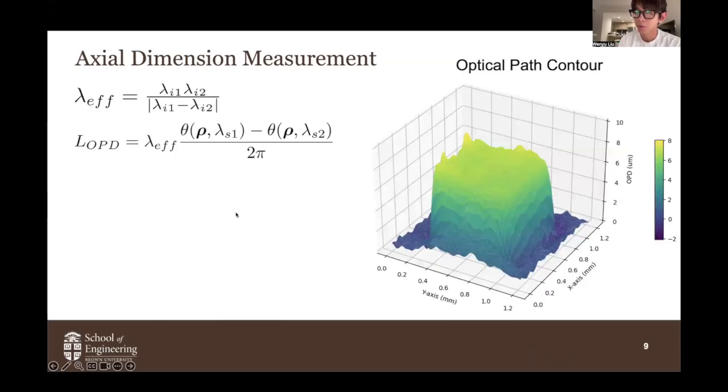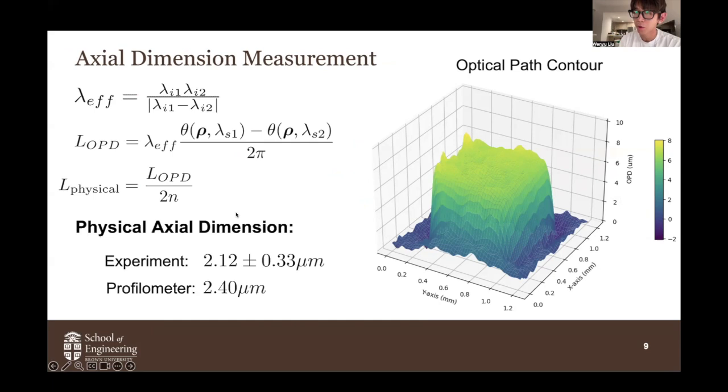If we analyze the two phase profiles measured by the two wavelengths, by using their difference in this equation, we're able to compute the true optical displacement induced by the sample, which is measured to be 6.8 micron. This corresponds to a real dimension of 2.1 micron, which is within the uncertainty bound of the true value, the ground truth measured by a profilometer.